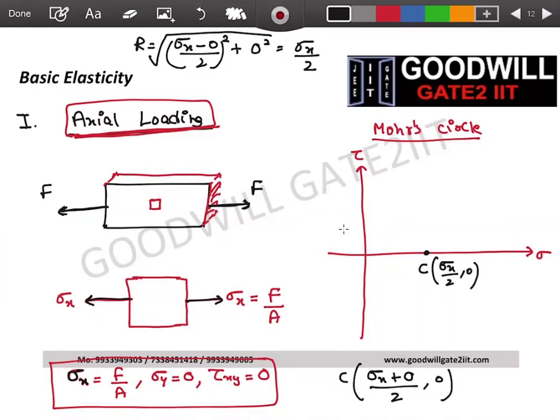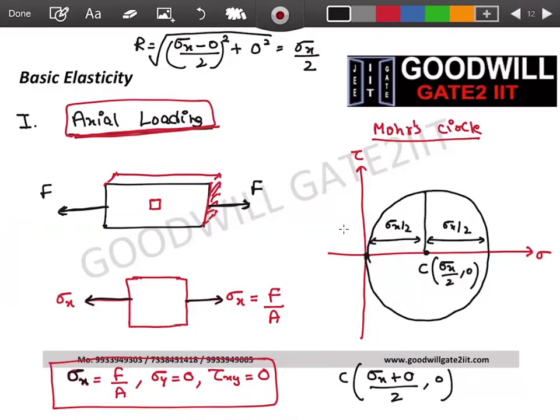Can you imagine what the circle will be now? I hope you understand. Your circle will look something like this, where the center is sigma X by 2. The radius is sigma X by 2. This is also a radius, which is sigma X by 2. This is also a radius, which is sigma X by 2.